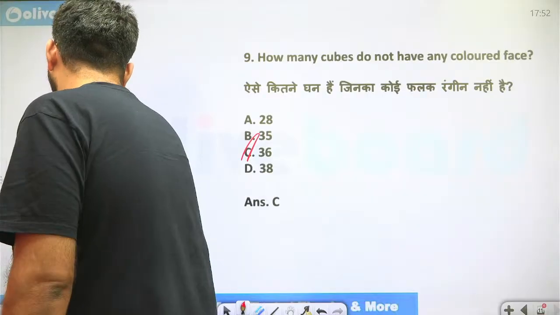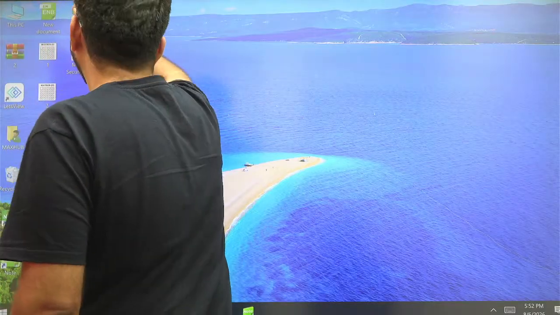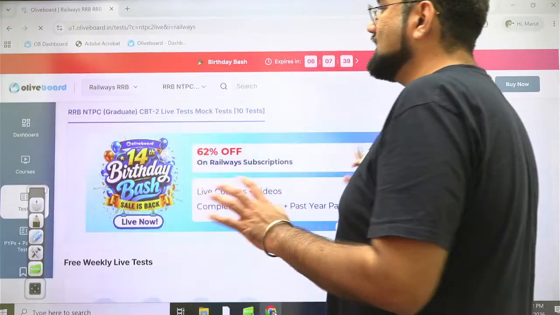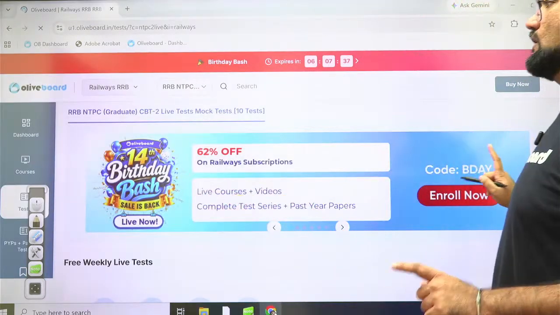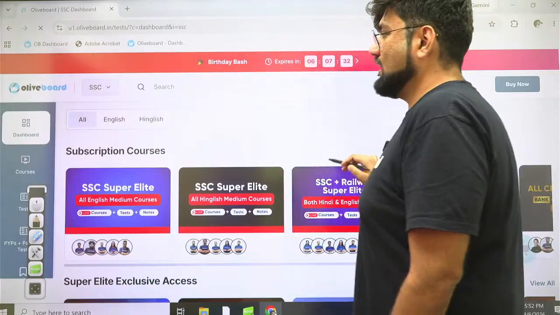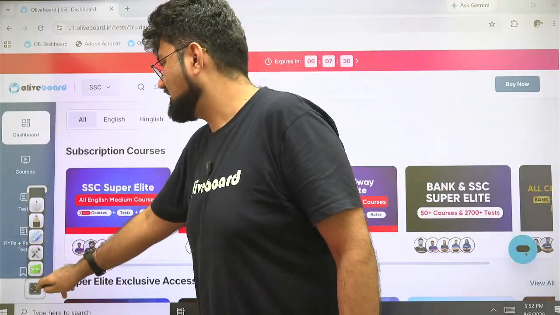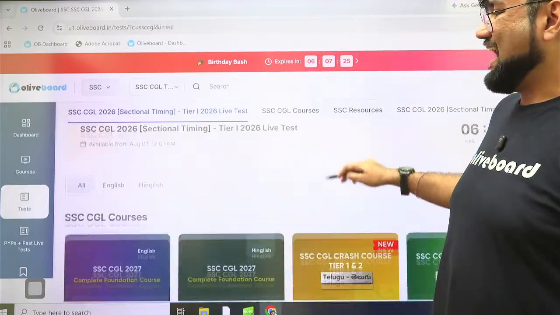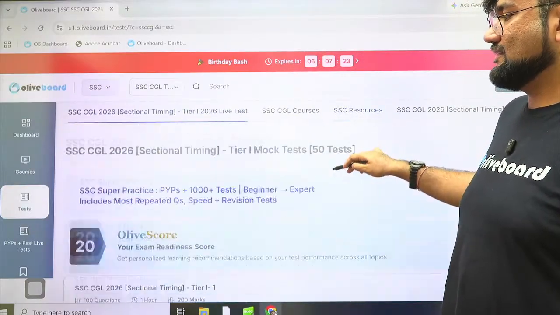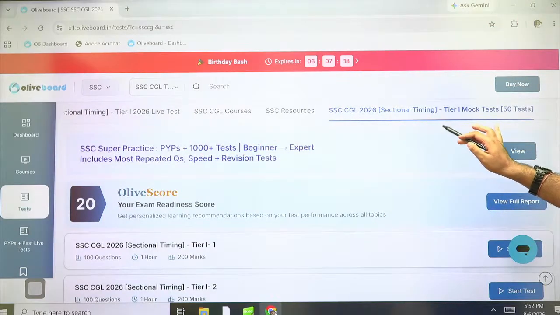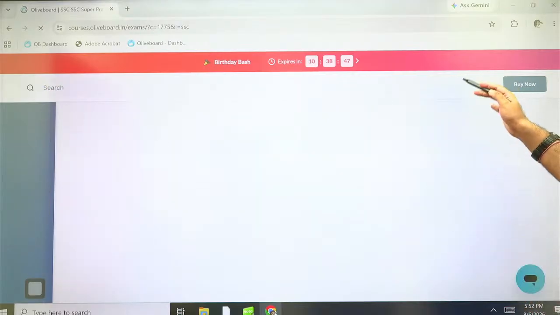So if you just log into the Oliveboard website. By the way, the interface has completely changed for all of you. So when you log into the website, in the drop down here, select SSC. And then select tests here on the left side. Click on CGL Tier 1. And you just scroll downwards. You will get this: Super Practice, PYP, 1000+ tests. Beginner, expert, most repeated questions, speed, revision test, everything. Click on view. So this is the page which will open up for you.